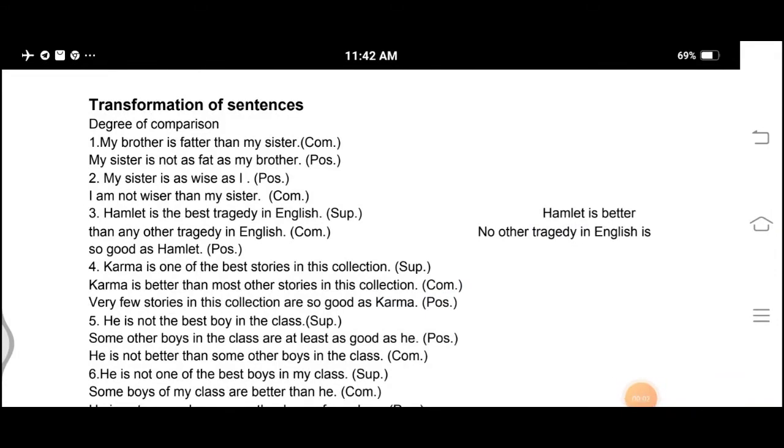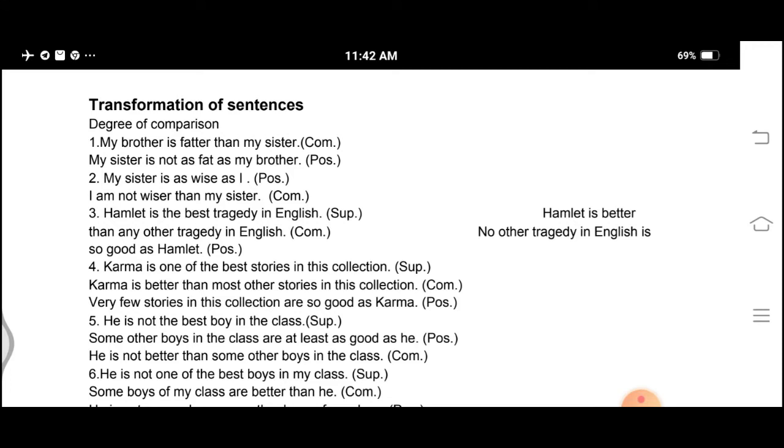Transformation of sentences. This is the fifth topic of your state board, that is based on transformation of sentences. Topic is degree of comparison. At first, you have to understand what are degrees. Actually, degrees are based on adjectives. It consists of three kinds. First one is positive, second one is comparative, and third one is superlative.